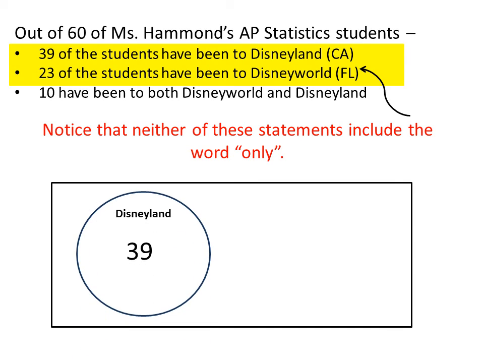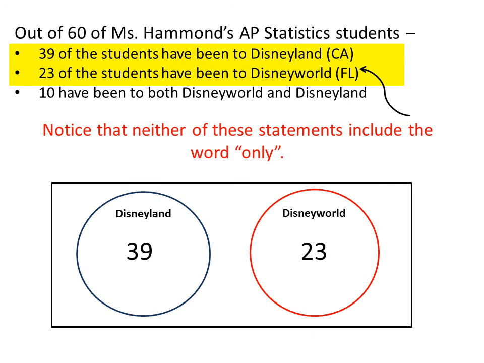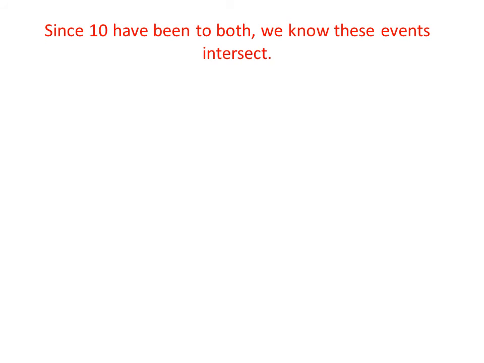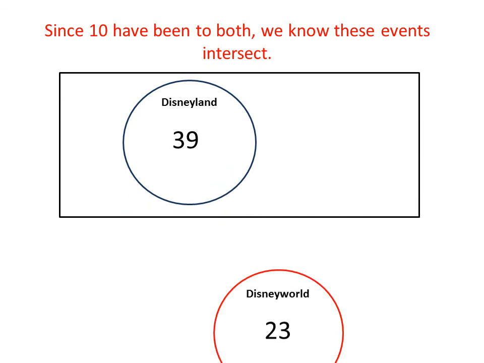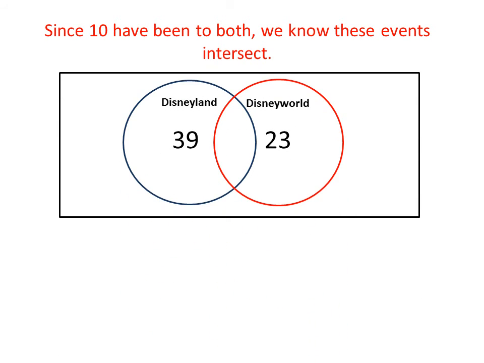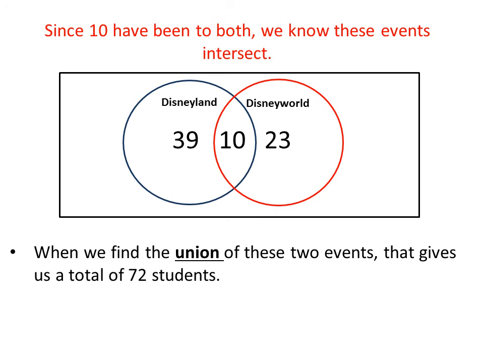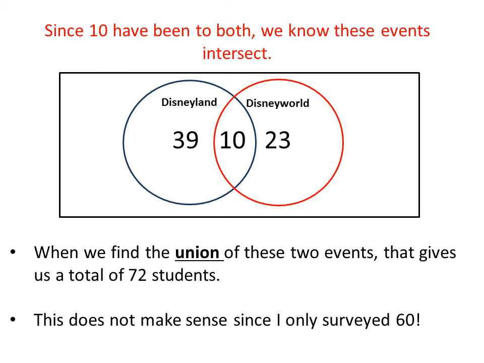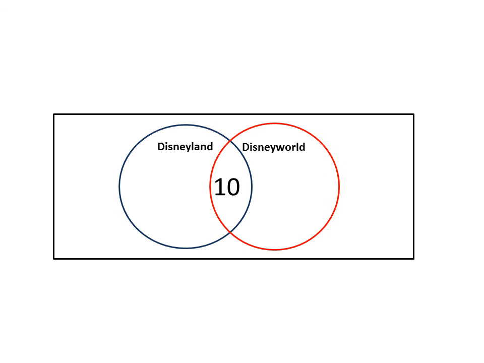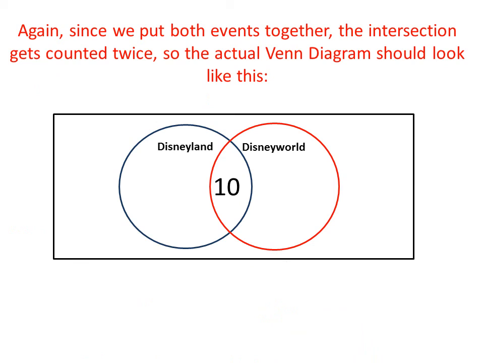Here's the number that have been to Disneyland. Here's the number that have been to Disney World. Since 10 have been to both, we know that these two events must intersect. But when we find the union of these two events, that gives us a total of 72 students. This doesn't make sense since I only surveyed 60. Again, since we put these two events together, the intersection in the middle got counted twice.